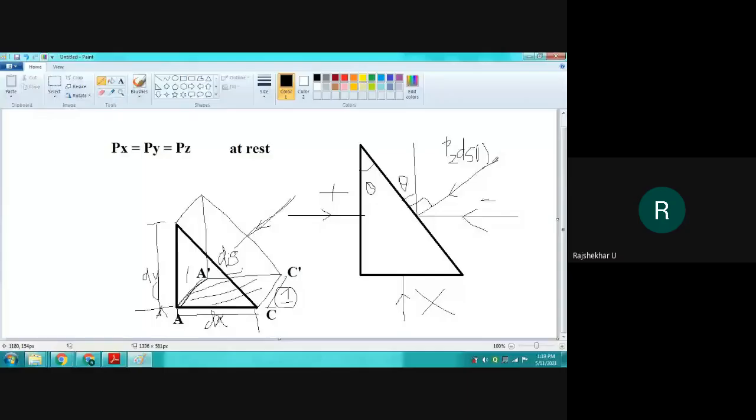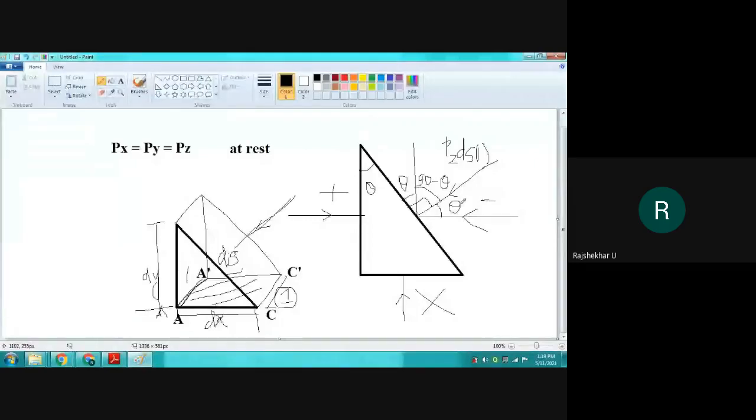Now how about this angle? This angle is 90 degrees, no? Okay. If this angle is 90 degrees, how about this angle? It will be 90 minus theta. Now this angle is 90 minus theta, correct? So how about this angle? This angle becomes theta.